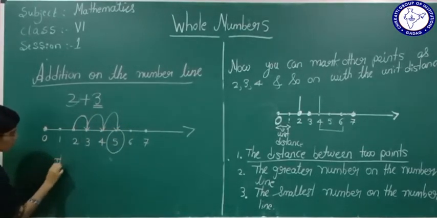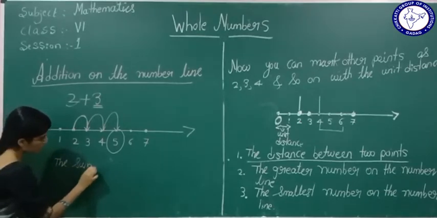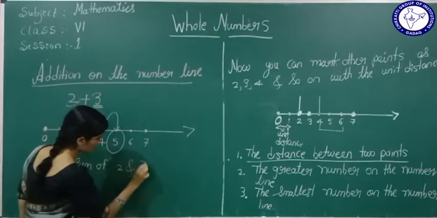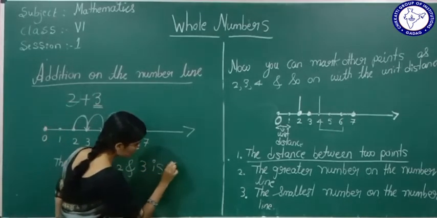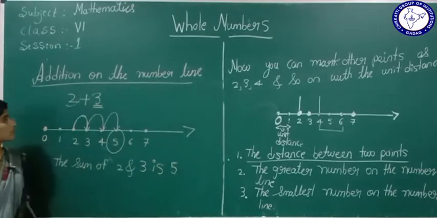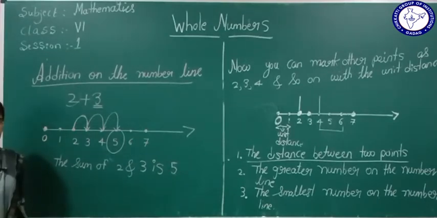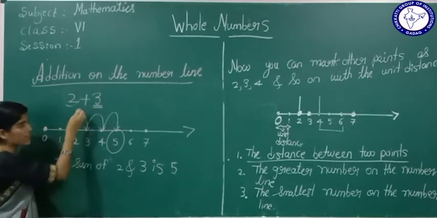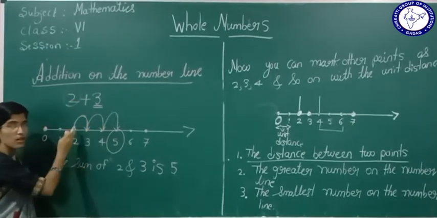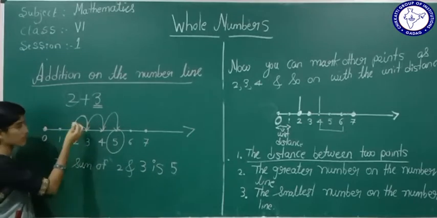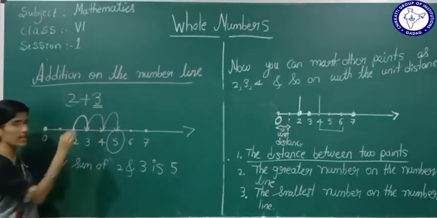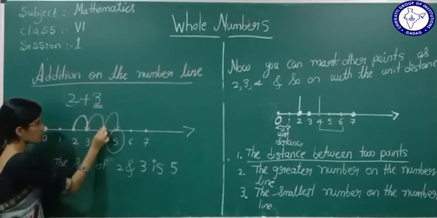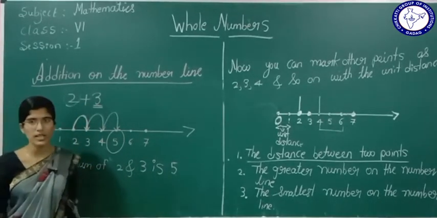The sum of 2 and 3 is 5. Okay, how do we do it? You got it? Start from 2. Addition means we have to move to the right side. We have to move right. Here 2 is there, 3 jumps: 1, 2, 3. The answer we got is 5.